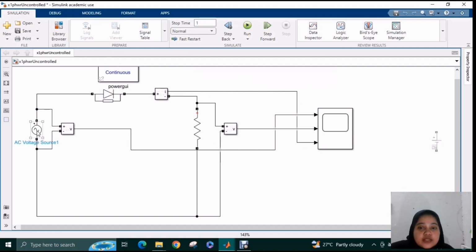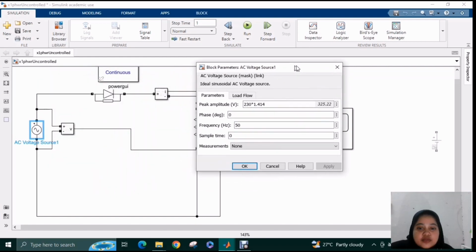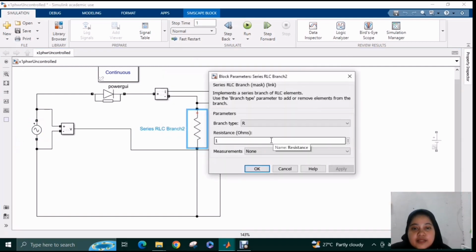Now I set my AC source. The real source present at our homes is 230 volts, but 230 volts is the RMS voltage, not the peak amplitude. To pick the maximum value, I want RMS multiplied by root 2. So 230 times root 2, with root 2 around 1.414, and the frequency is 50. And R I will keep as 10.